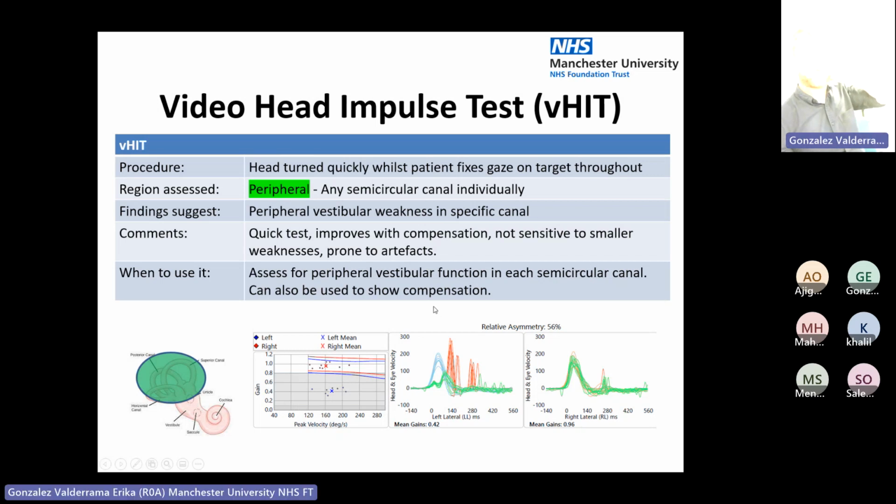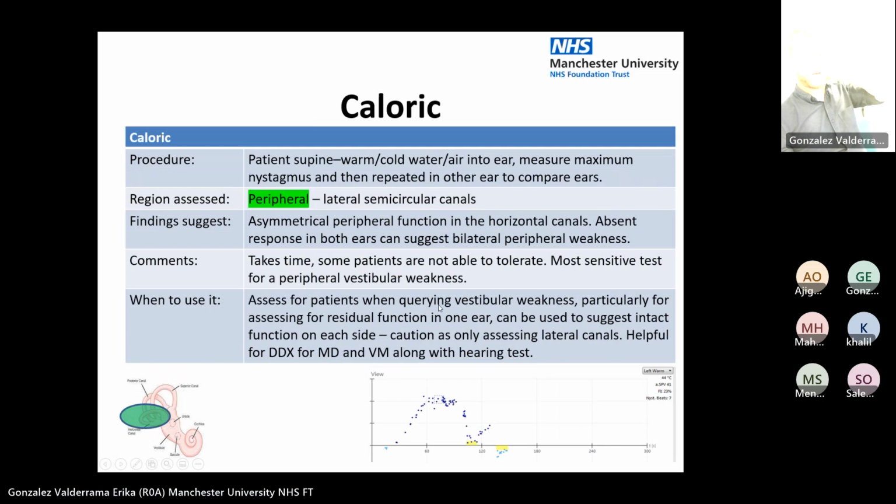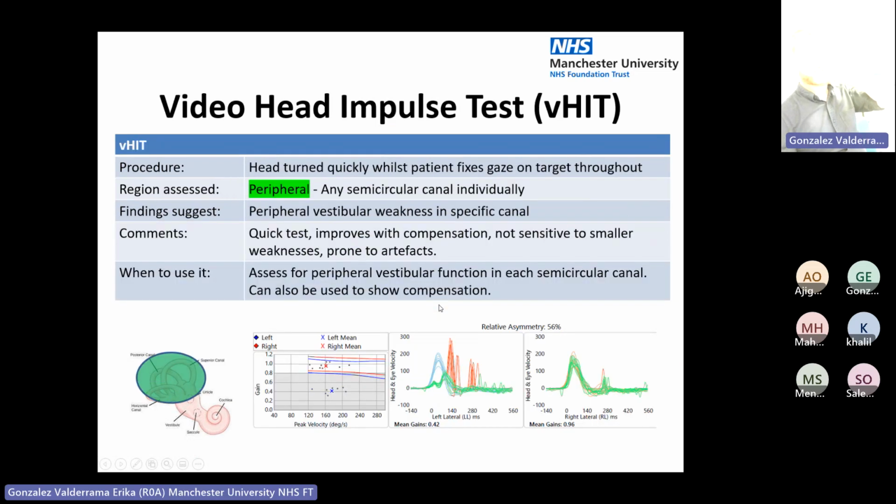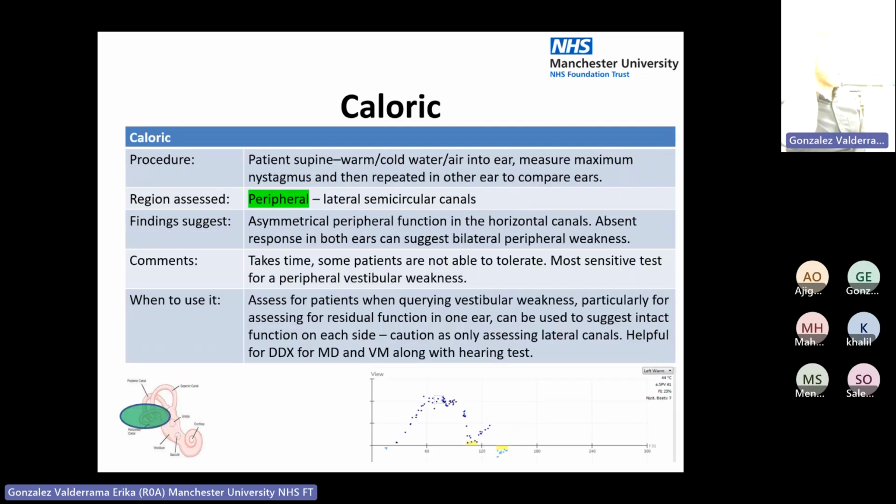So that's the V-HIT. And I should say that the V-HIT is a good reflection of day-to-day head movements. It's what we call high-frequency impulses. These are quick head movements that reflect your day-to-day movement of your head, which is one of the reasons why it compensates and improves as the patient gets better, because you have to do that every day. You have to move your head around all the time. The caloric test is kind of the opposite.